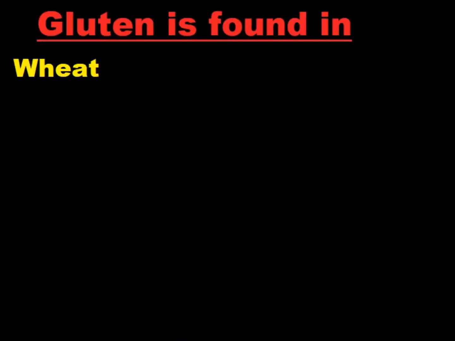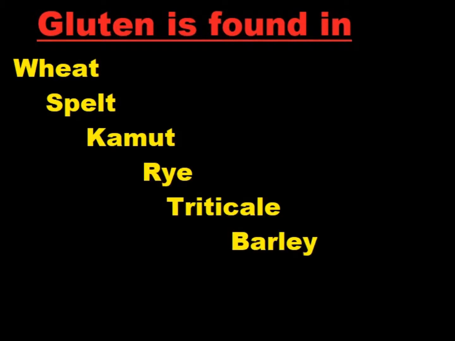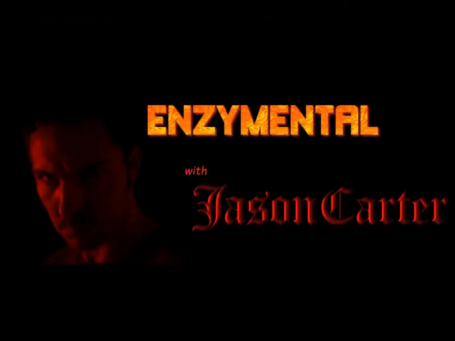Welcome to ENZYMENTAL. I'm Jason Carter, and today I wanted to talk to you guys about celiac disease and overall sensitivity to gluten. So celiac disease is a hereditary autoimmune response to the gluten proteins found in wheat, but they're also found in spelt, kamut, rye, triticale, barley, and even possibly oats too. This means that when a person with celiac disease eats a gluten-containing food, that person's immune system mistakes the gluten proteins as foreign invaders and produces an inflammatory response in the small intestine.